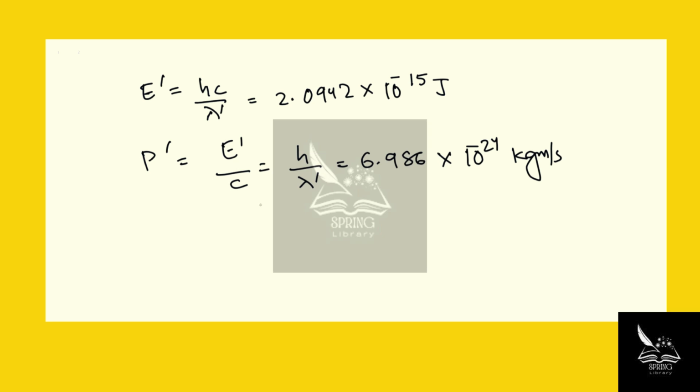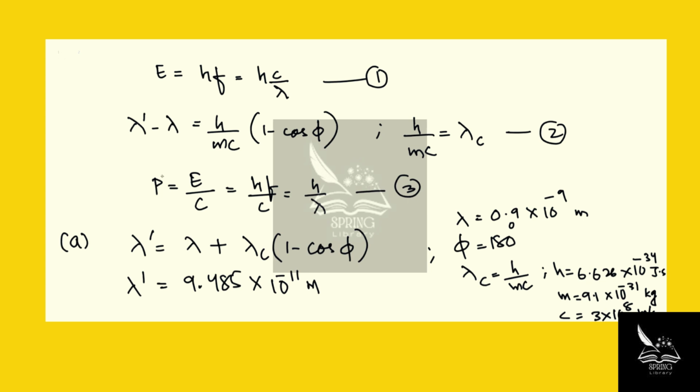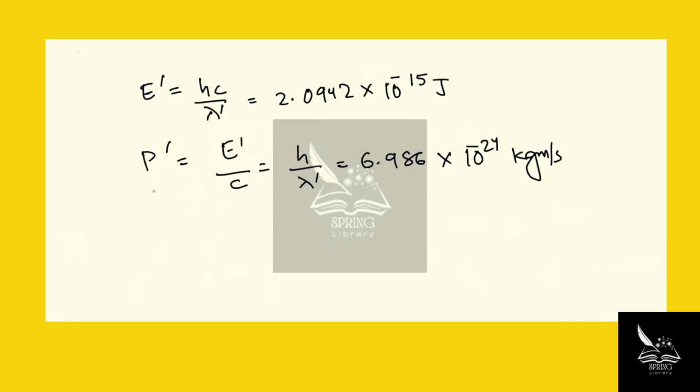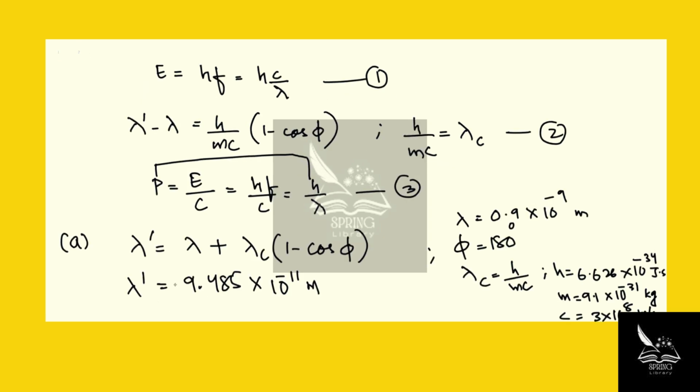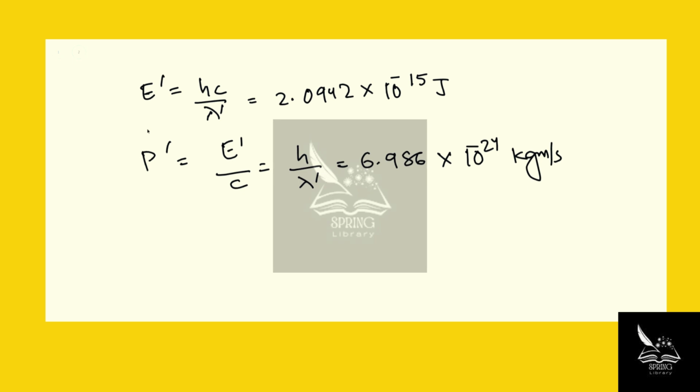Instead of finding E dash and then finding the momentum, you can directly find P dash by using the second part of the third equation. By the de Broglie wavelength equation, P is equal to h over lambda. So once you have lambda dash, you can directly use equation 3 in order to find P dash without finding the energy. So this process is actually not needed. You can directly use P dash equal to h over lambda dash and find this answer.